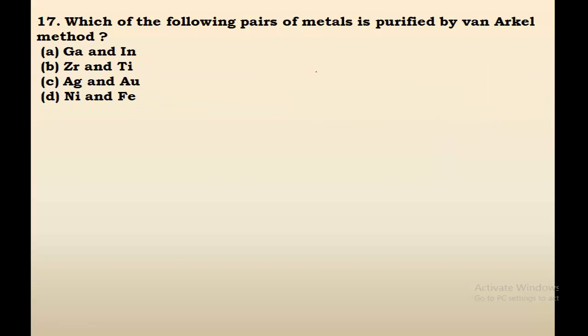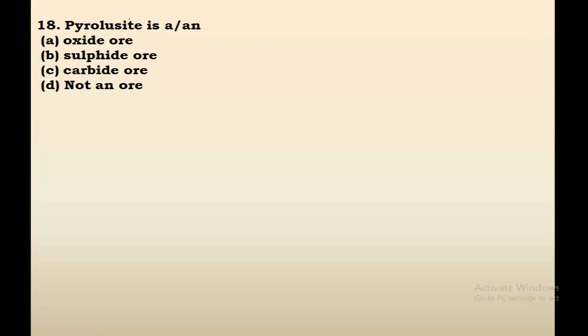17th, which of the following pairs of metals is purified by Van Arkel method? In the previous question only I have told you. Option B, zirconium and titanium. 18th one, pyrolusite is an. What is the composition of pyrolusite? MnO2. So which type of ore is it? Oxygen is there, so it is an oxide ore. Option A is the right one. Option A.